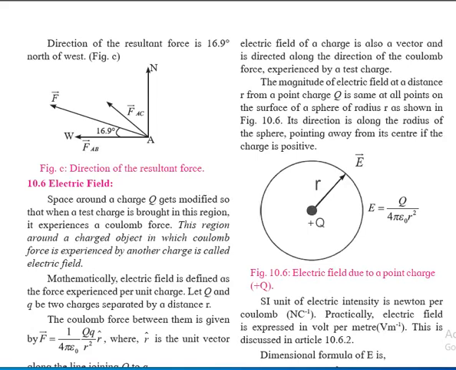In that same manner, if I consider a charge in place of the magnet, here we are considering a charge. So this region around a charged object in which Coulomb force is experienced by another charge. I repeat, this region around a charged object in which Coulomb force is experienced by another charge is called the electric field.